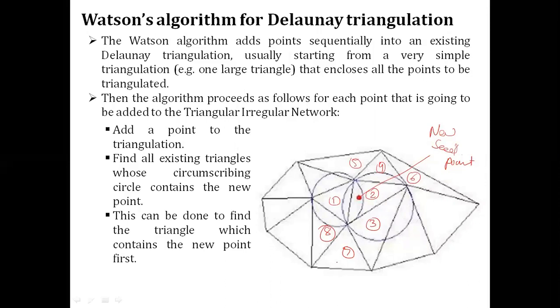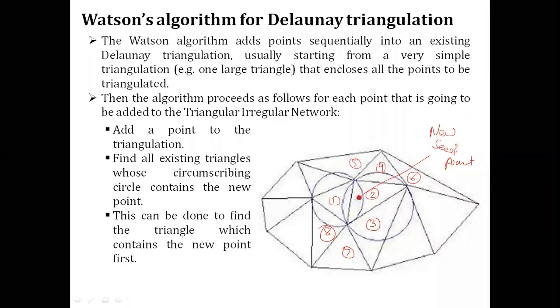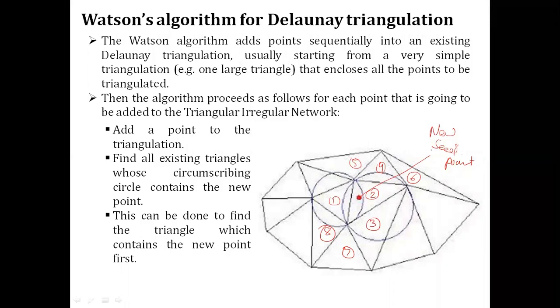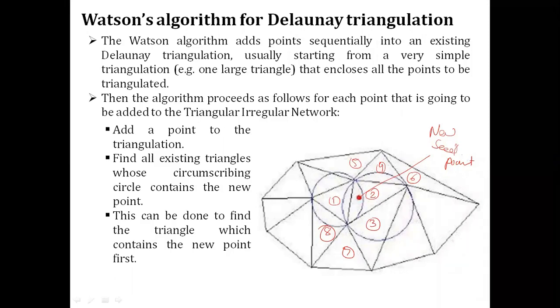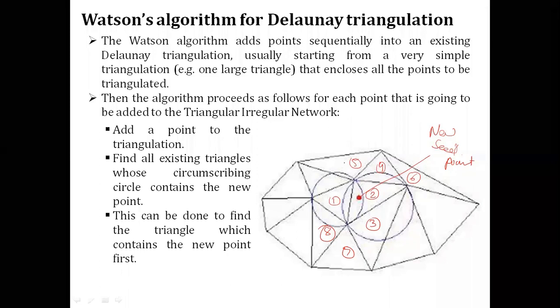The first thing that you need to do, again, I'll just repeat myself. The first thing that you need to do in the Watson algorithm, after Delaunay triangulation has been done, is simply introduce a new seed point. And once you have introduced the seed point, you have to check for all the triangles which are adjacent to that seed point or the triangle on which the seed point lies. Once we did that analysis, we find that there are 1, 2, 3, 4, 5, 6, 7, 8 triangles which are adjacent to this seed point.